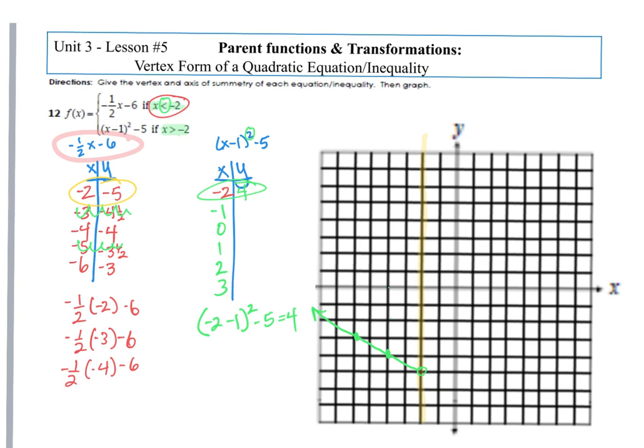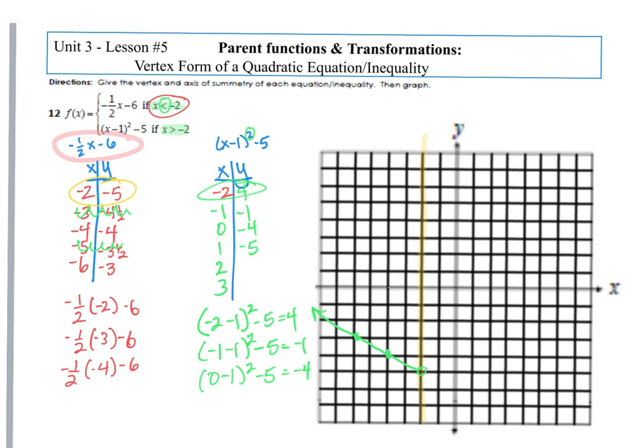Okay, then we change it and we plug in negative 1 for x. So we have negative 1 minus 1 squared, then minus 5, and that's going to equal negative 1. Plugging in 0, we would have 0 minus 1 squared, then subtract 5, and we get negative 4. Okay, we keep going on. Plugging in 1 for x, we're going to get negative 5.